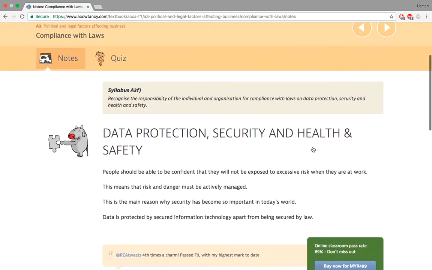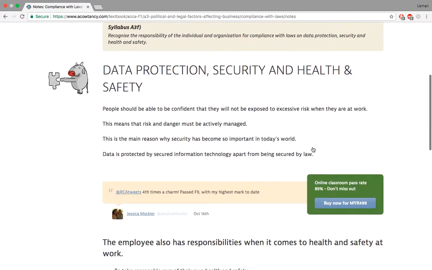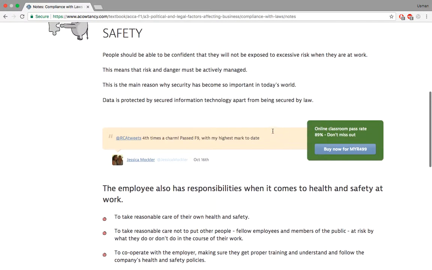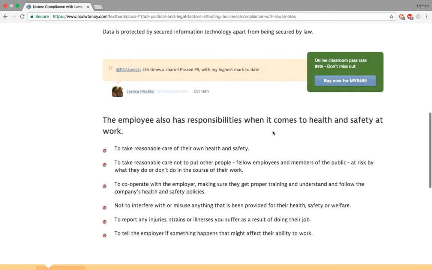So, yep. Compliance with laws. There's data protection, security, and health and safety. Don't think I need to tell you guys about this, because I've already told you. It's actually a follow-up from the last page. Previously we talked about the employer's responsibilities. Then there's employees' responsibilities.